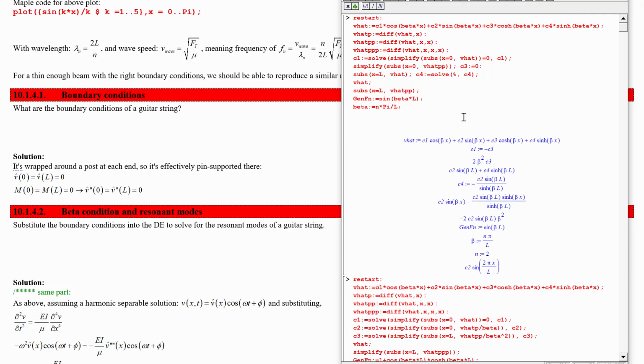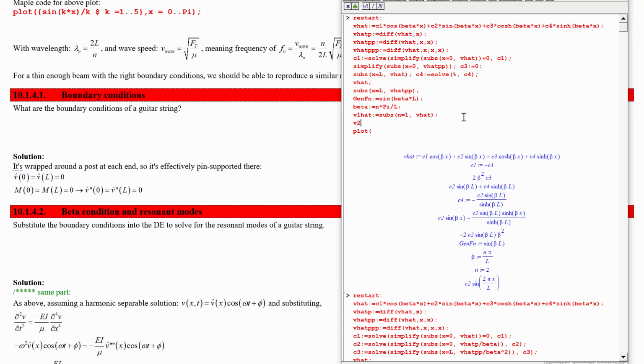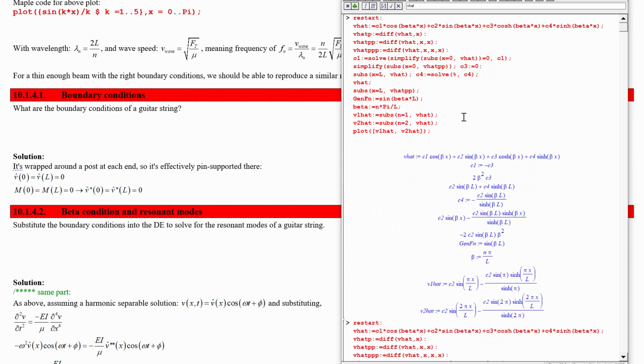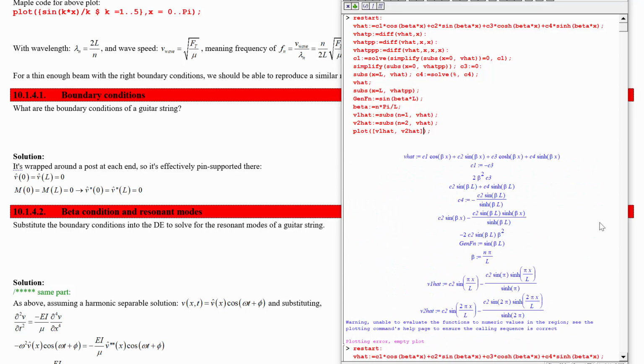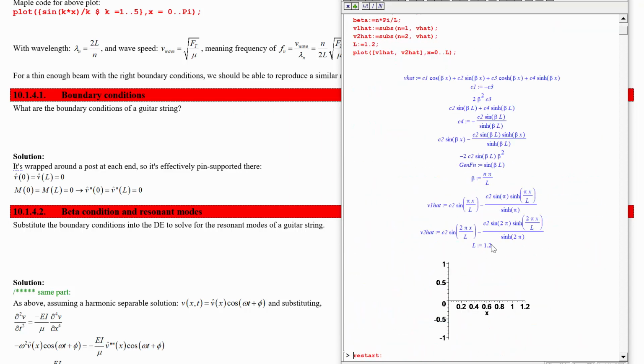So let's say plot... how about we say v1 hat is equal to subs n is equal to 1 into v hat. v2 hat would be substitute n is equal to 2 into v hat. Let's see if that's working. Oh, we didn't give it a range on plot. We'll have to do that. Plot this from x equals 0 to L, and we probably have to say what L is. Let's say 1.2 this time. It should be able to be anything and still work.